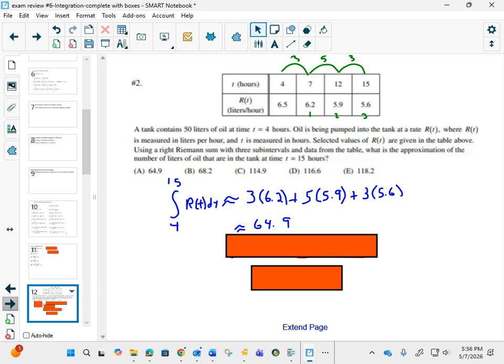This was another practice exam. What is the approximate number of liters of oil in the tank? What does this represent? The accumulation of change. Notice that answer is there. What are we asked to find? We're asked to find how much is in the tank. We have to take into consideration you started with 50, and you have to add the accumulation of change.